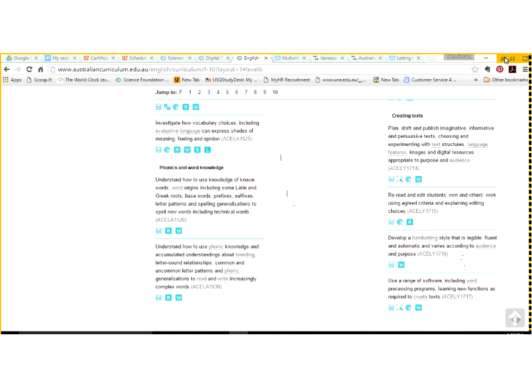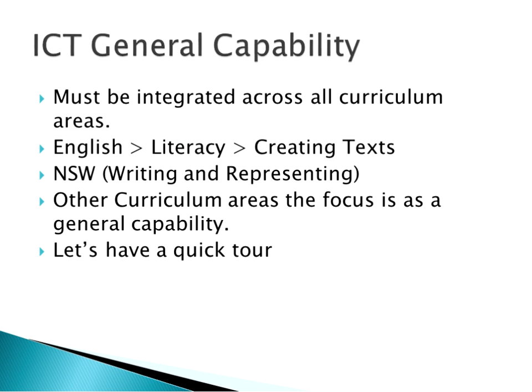I know that in the schools where I have worked, these expectations when the curriculum was introduced were quite scary, especially with those teachers who have not had a lot of experience using digital tools.